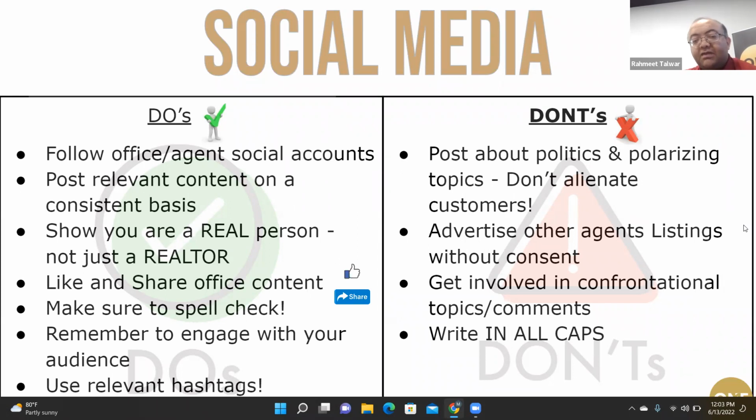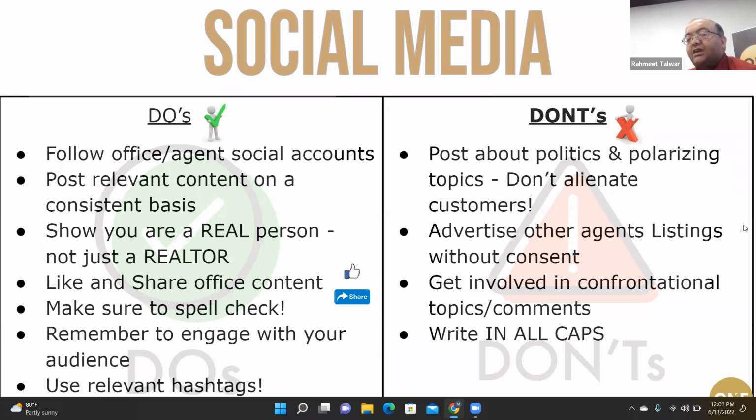Don't alienate them. Don't advertise other agents' listings without consent. Our own office, I don't think we'll have an issue. I'm talking about other offices. If you share it, they don't mind, but if you put it as your own, that's not okay. Even if you say listed by this agent, reach out to them first if it's another brokerage. Ask them if it's okay. And make sure that it doesn't look like it's your listing.